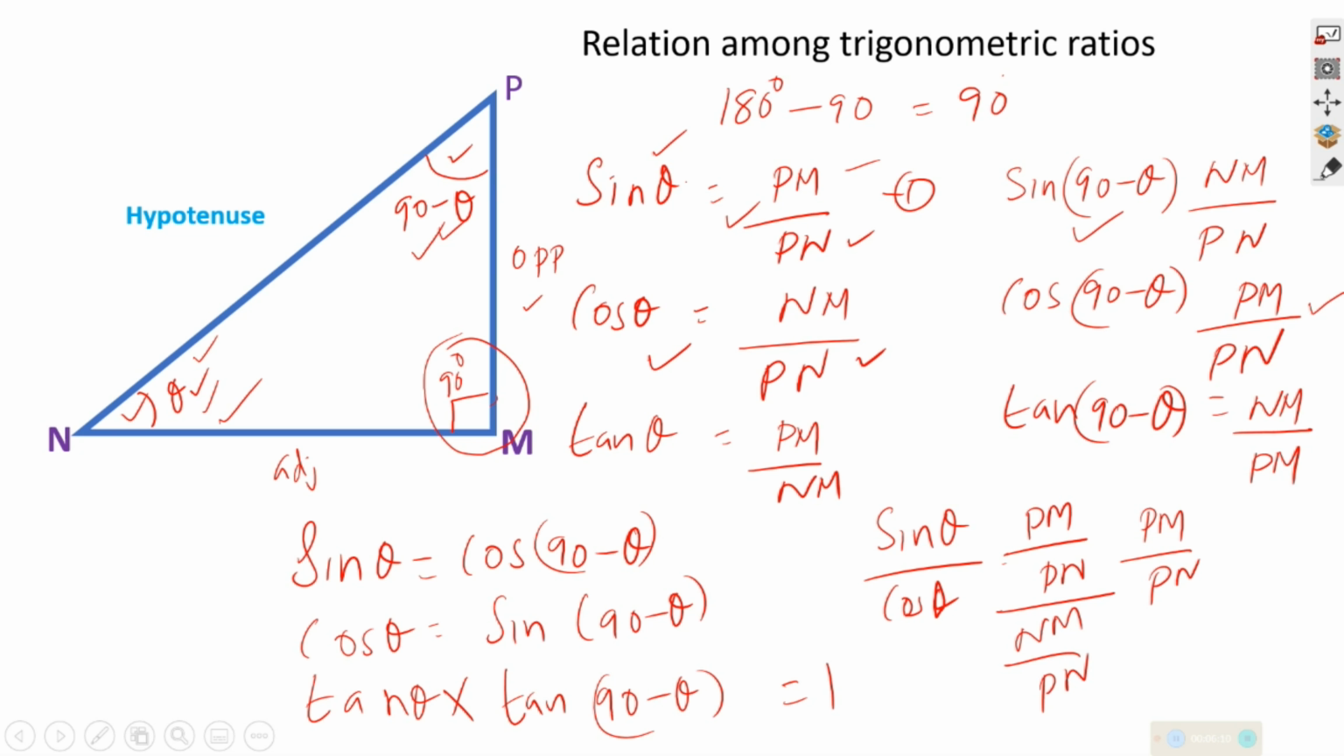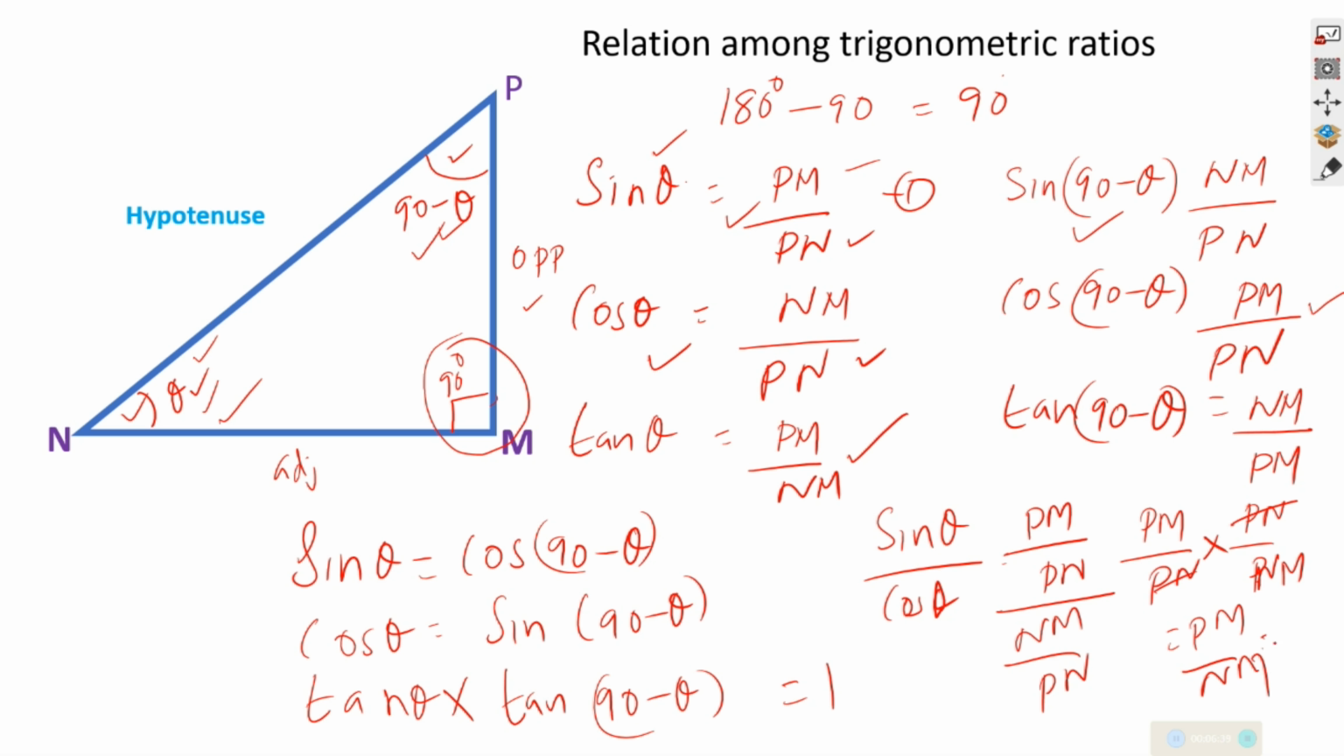into the other one opposite, the inverse of it, Pn upon Nm, and we will see that this will get cancelled. Naturally it will become Pm upon Nm. What is that?